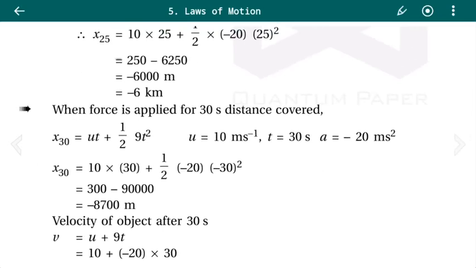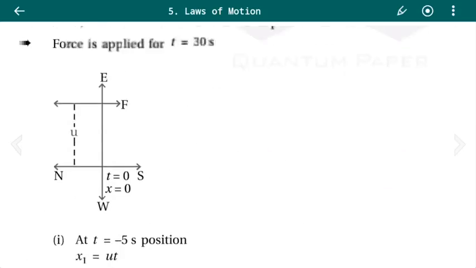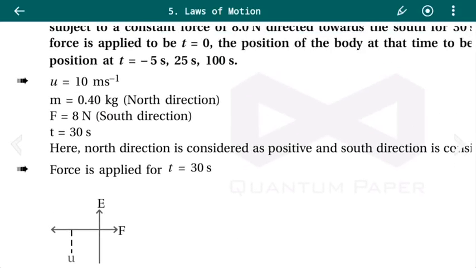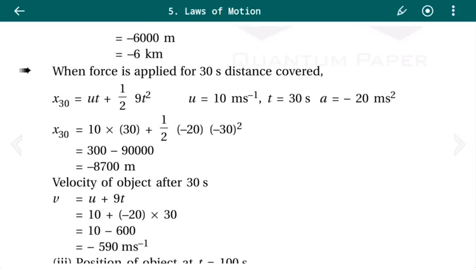Now when force is applied for 30 seconds, we have got the position for t equals minus 5 second and 25 second. Now we need to find for 100 seconds. So we will be finding first for 30 seconds.